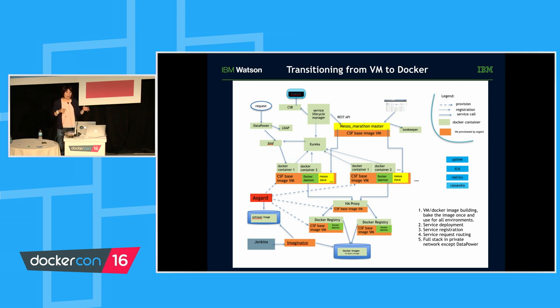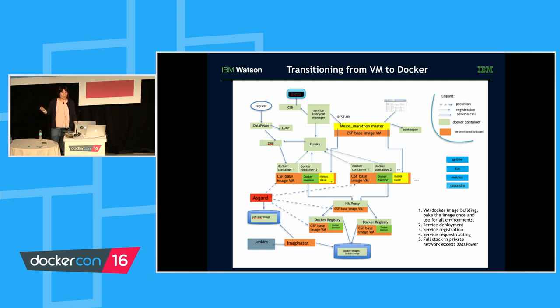Starting from the bottom, we use Jenkins to fully automate the whole process. Jenkins sends a request to Imaginator, which is an image baking tool that can bake VM images as well as Docker images. Once we have the image, for a VM it will push to the SoftLayer image repository, and for a Docker image, it will push into our private Docker registry.